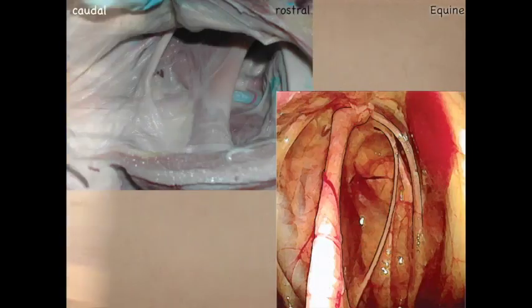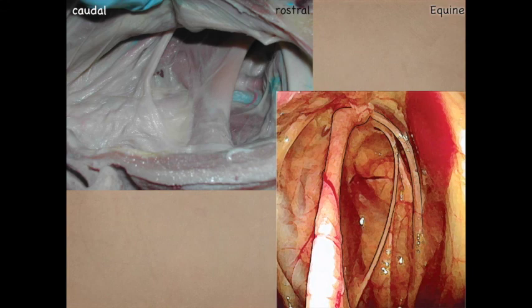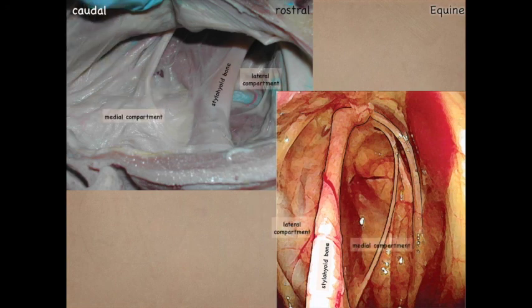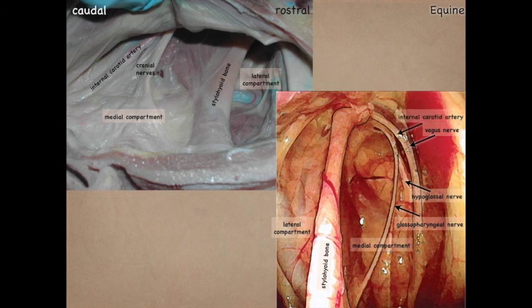Got another view of the guttural pouch here. We can see the stylohyoid bone is going to divide it into a medial and lateral compartment. We see multiple cranial nerves that are going to be associated with the wall of the guttural pouch. So there's the vagus nerve, the hypoglossal nerve, the glossopharyngeal nerve, also the internal carotid artery is closely associated with there.